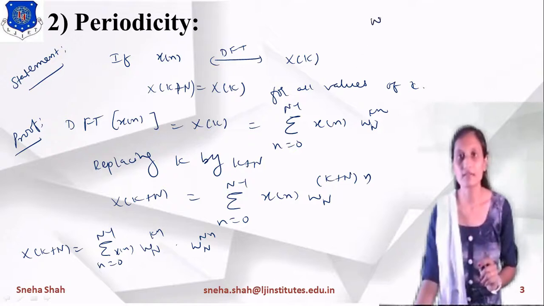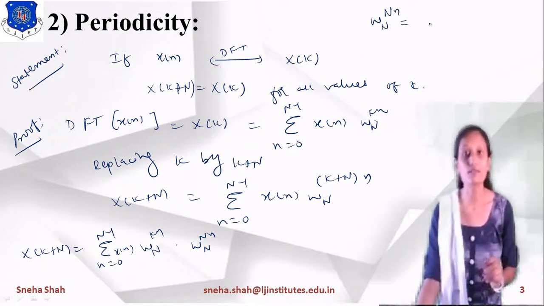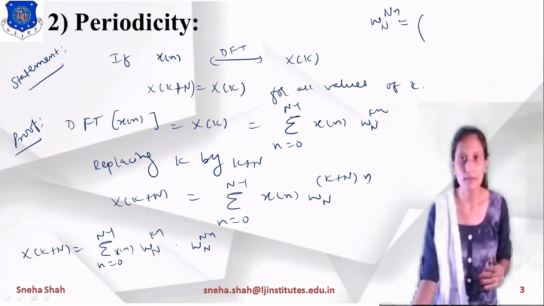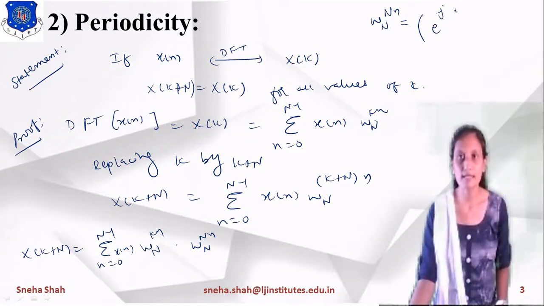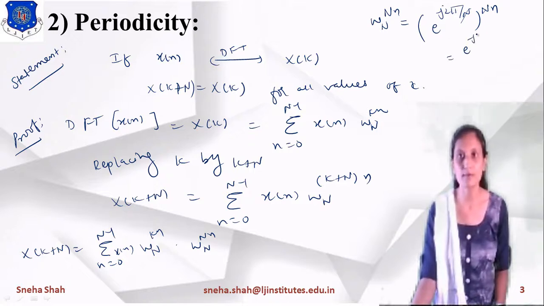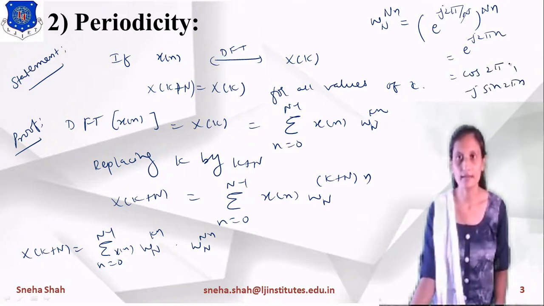Now if we are deriving the value of W_N raised to nN, then what is its value? What is the value of W_N? W_N means e raised to minus j 2 pi by capital N, right? Into n into N. Now if I am cancelling this N, then the value equals e raised to minus j 2 pi n. Now if I am finding the value of this, then the value is cos 2 pi n minus j sin 2 pi n, right?